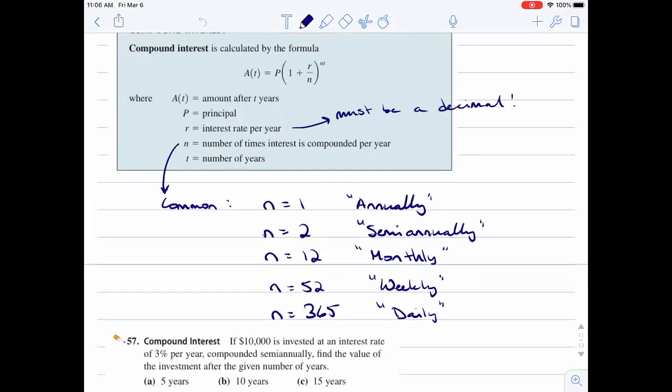We talked about some common n's, some compounding rates, right? So if it says annually or once a year, then n is 1. Semi-annually is twice a year, right? Monthly is 12 times per year. Weekly is 52 times per year. Daily, we say, is 365.